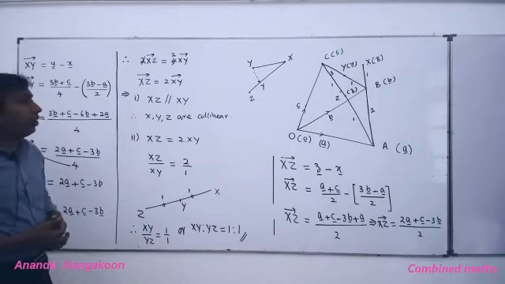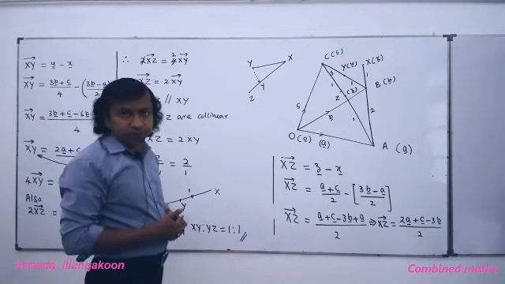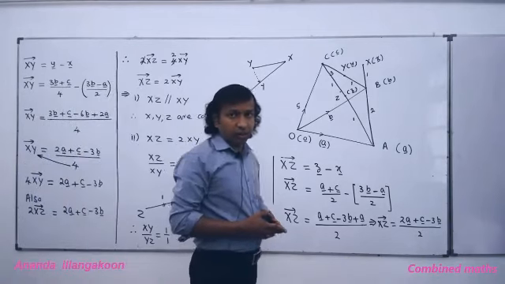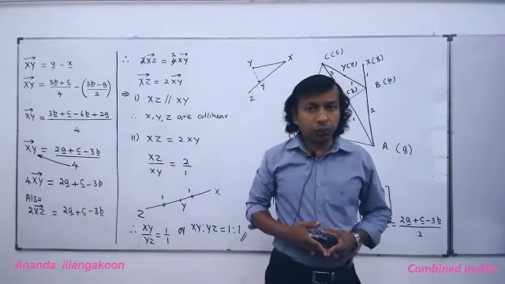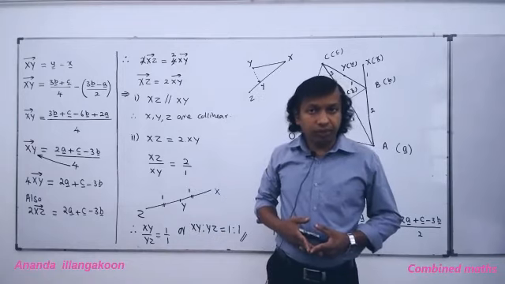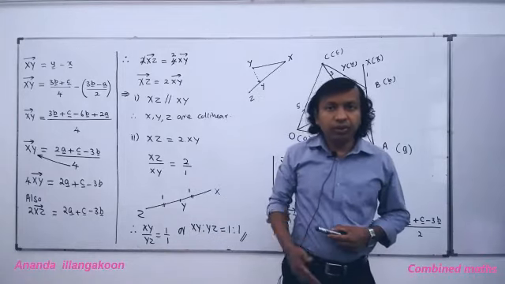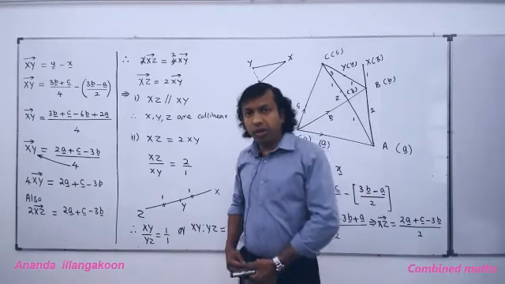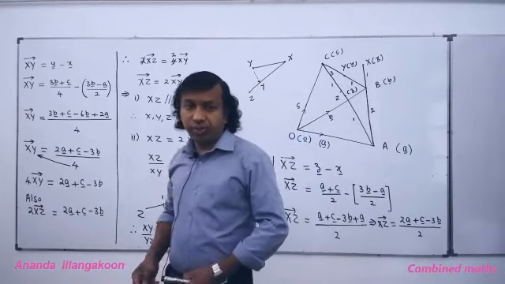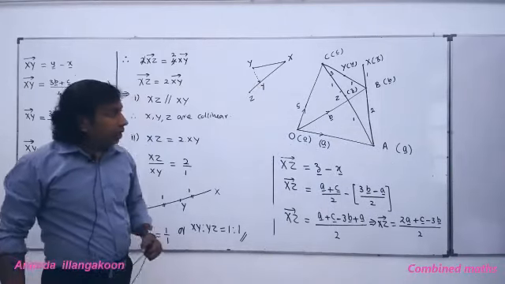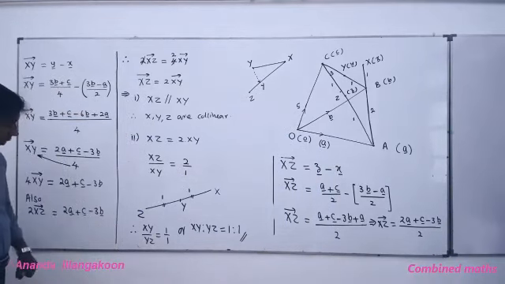When you go through the past paper sums, you can see there are some questions to show the points are collinear. So when you work out those questions, you will come across this kind of simplification. That's okay, right? That's how we do that question.